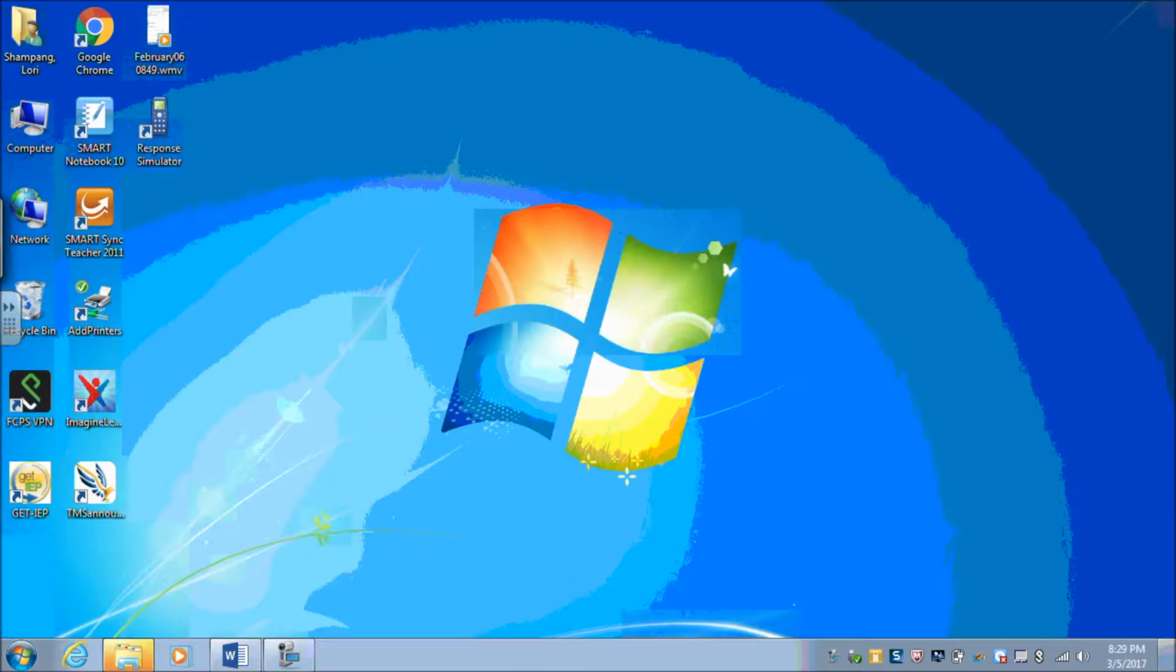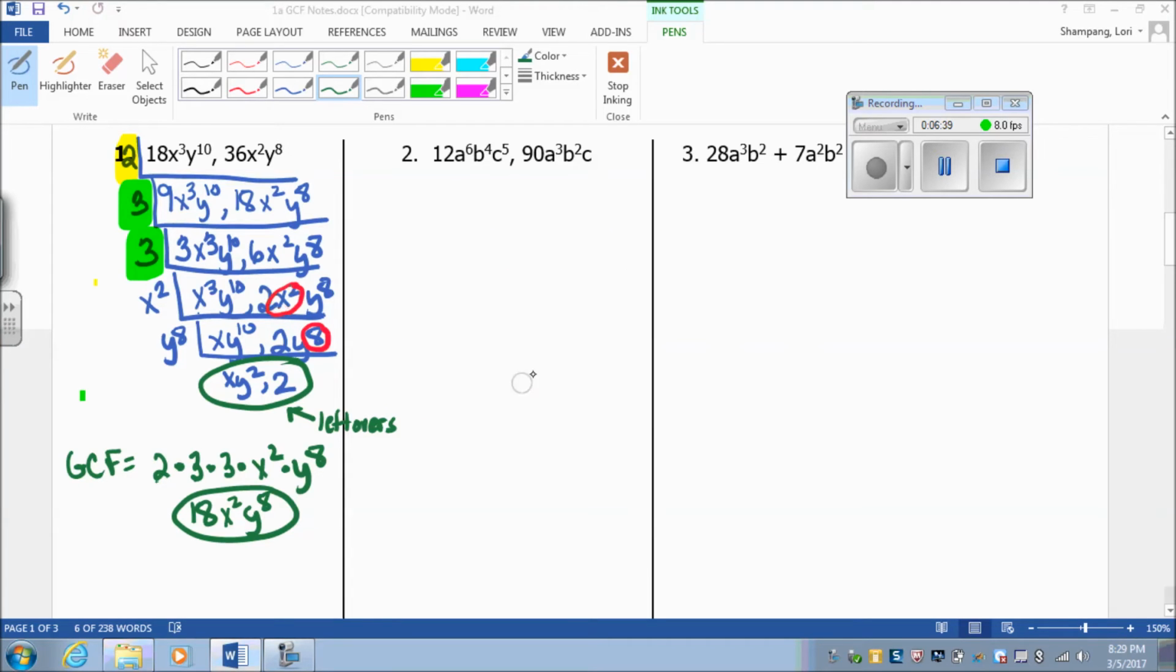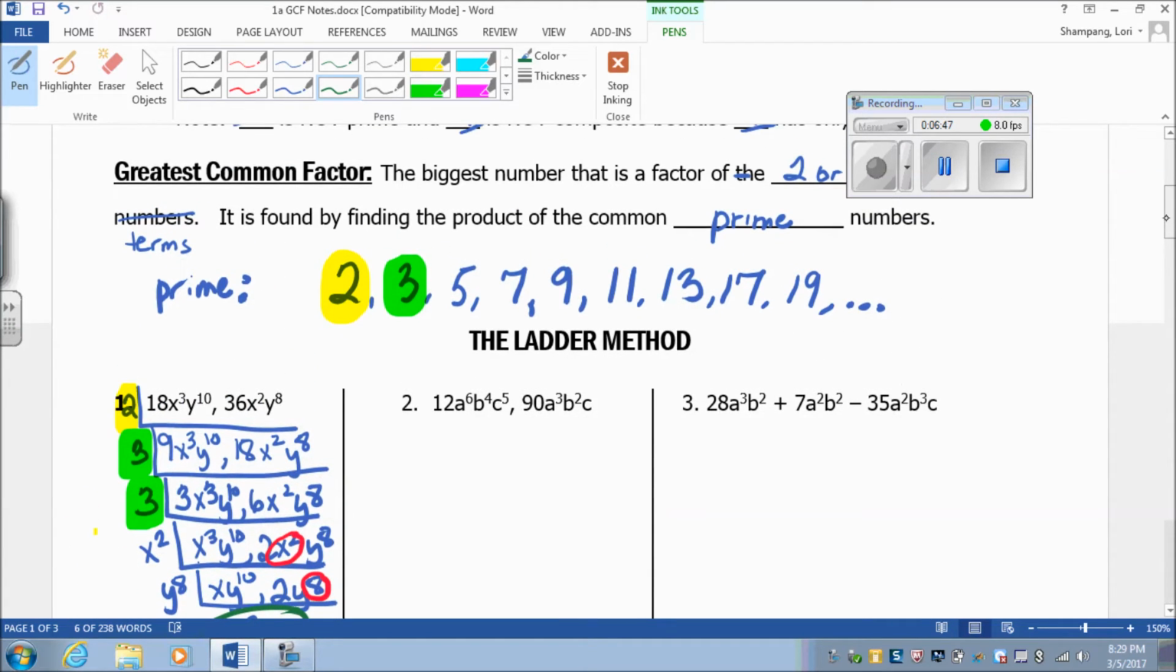Let's try another one. Let's look at number 2. Again, it might be helpful to have our list of prime numbers right above. So I know that 2 goes into both 12 and 90 an even number of times. So let's start off with 2. Remember, we're always starting off with our lowest prime number that's a common factor. 12 divided by 2 is 6. 6a to the 6th, b to the 4th, c to the 5th. And then 90 divided by 2 is 45.